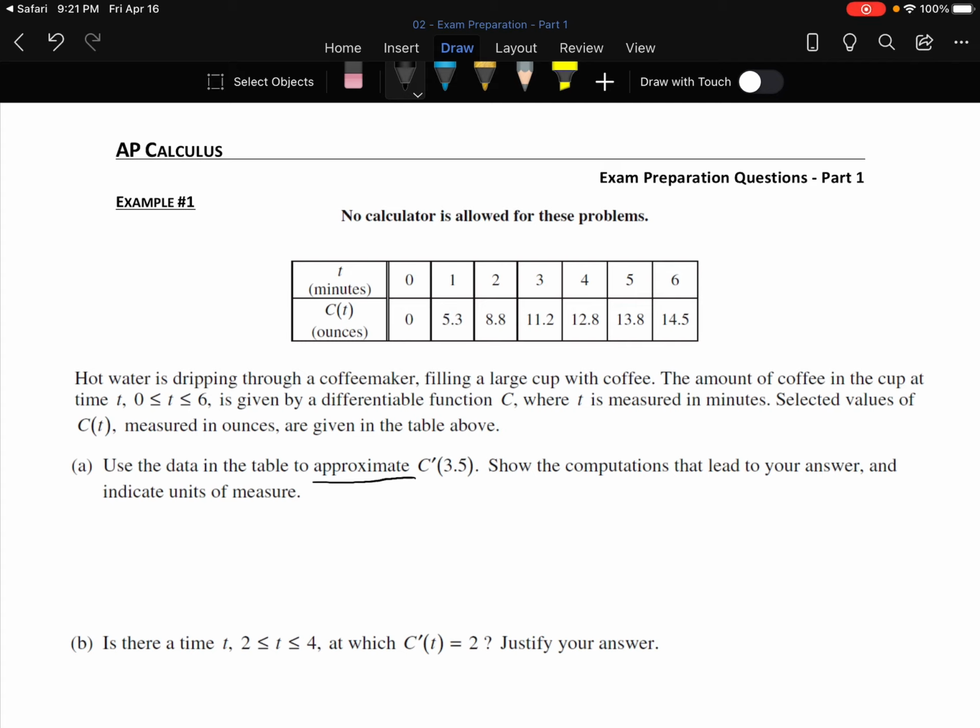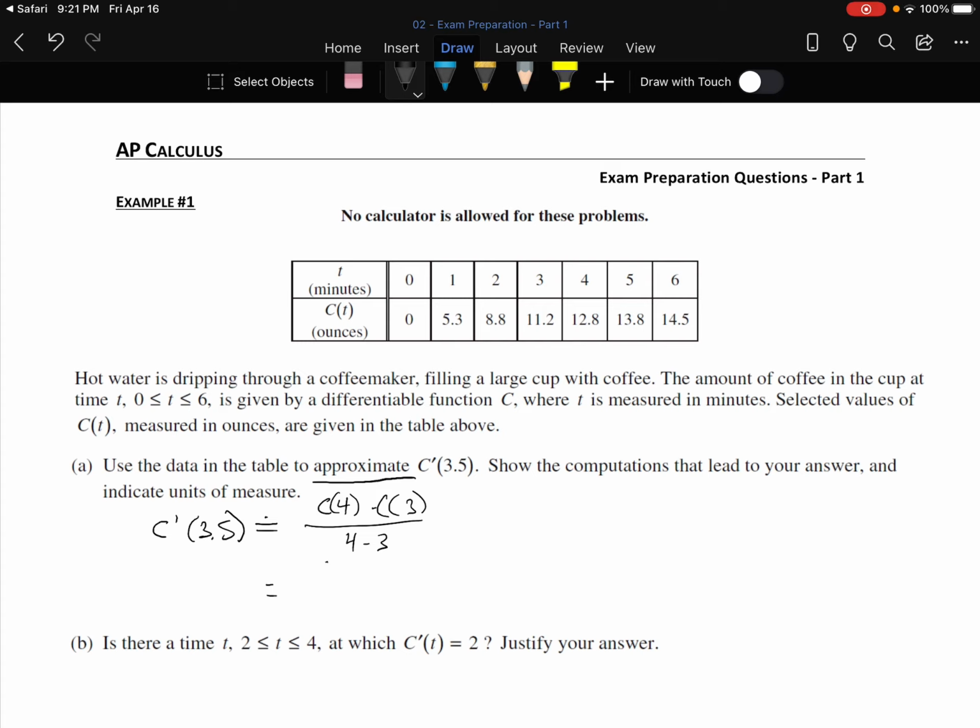So my approximation of C prime at 3.5, and I'm going to use equals, and I'm going to put a little dot here. Sometimes people use little wavy lines for the equal sign to say approximately. This isn't the exact value. I'm just going to find the amount of coffee at 4 minutes and subtract the amount of coffee at 3 minutes, over 4 minus 3. Just actually find that average rate of change from 3 to 4 and use that as my approximation.